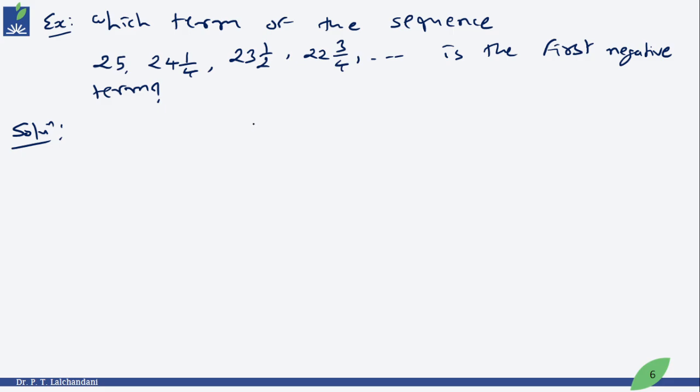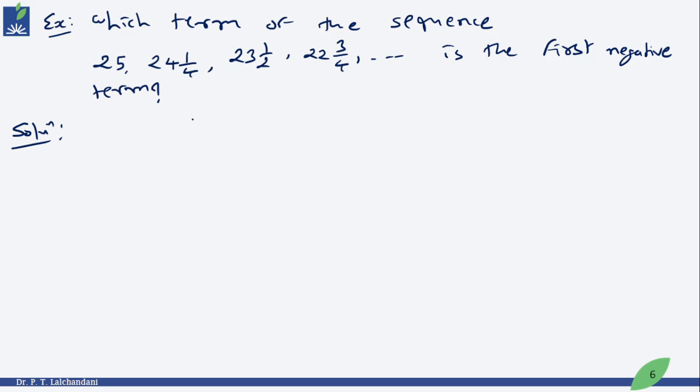That means we have to find out the value of n such that an is the first negative term. We are not asked to find out the value of that particular term. We are just asked to find out the value of n for which an is the first negative term. That means an is less than 0. Okay, so I think the question is clear.